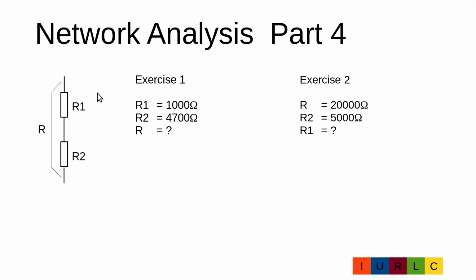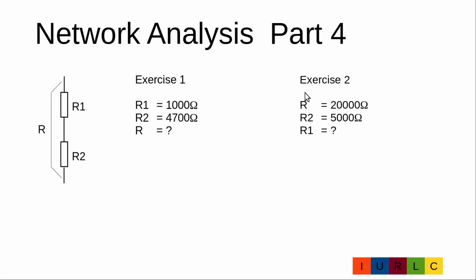Now we will do some exercises. The first two exercises are about the serial connection of two resistors R1 and R2 and the total resistance R. In exercise 1, the resistance of R1 is 1000 ohm and the resistance of R2 is 4700 ohm. How big is the total resistance R?